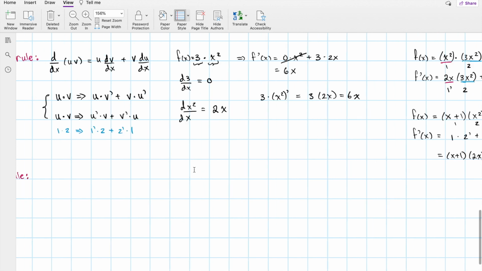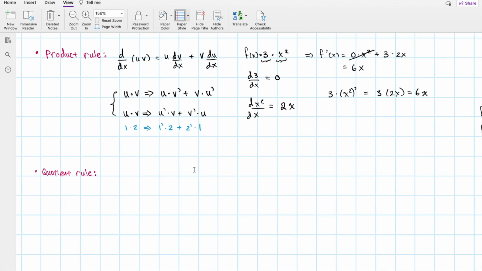Okay, now let's talk about the quotient rule. So this is the one that even till this day many kids and university students struggle with. Not because it's complicated, it just might be a little more difficult to remember. But don't you worry, I have a trick for that as well.